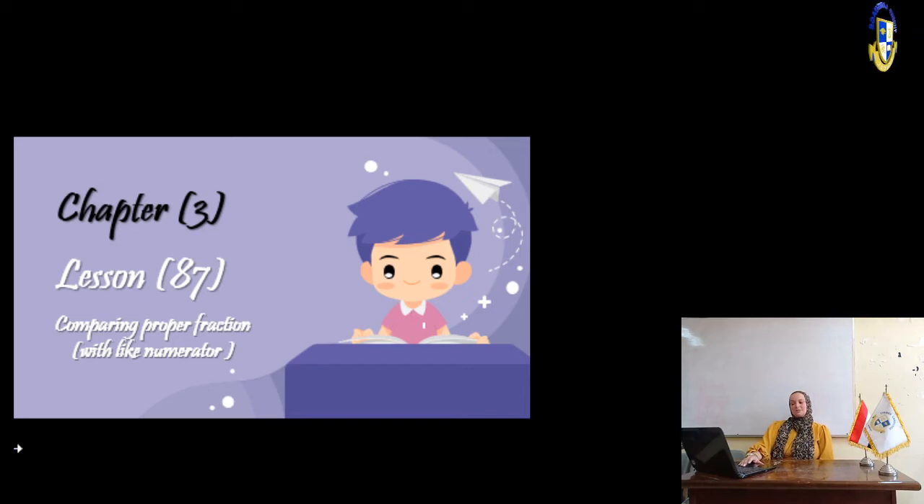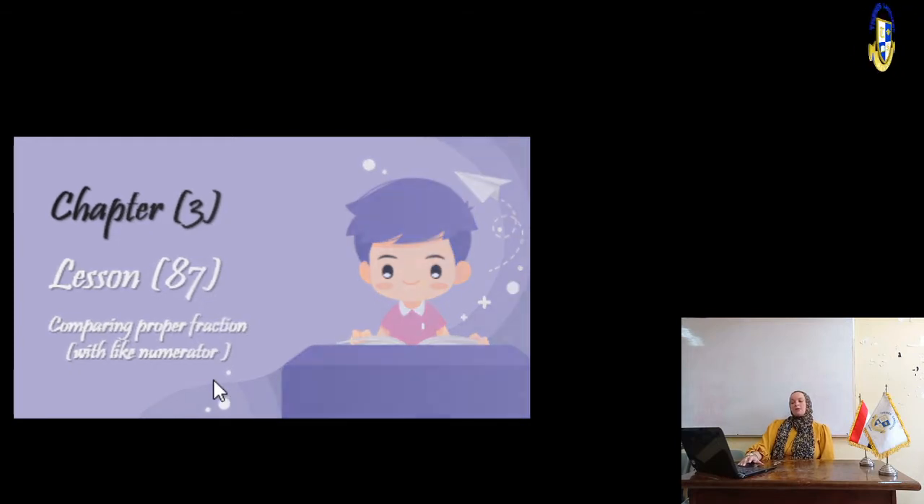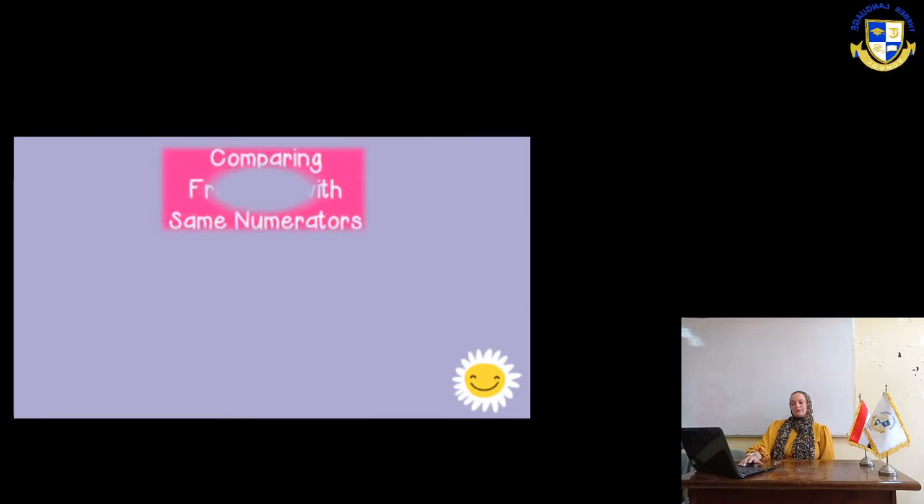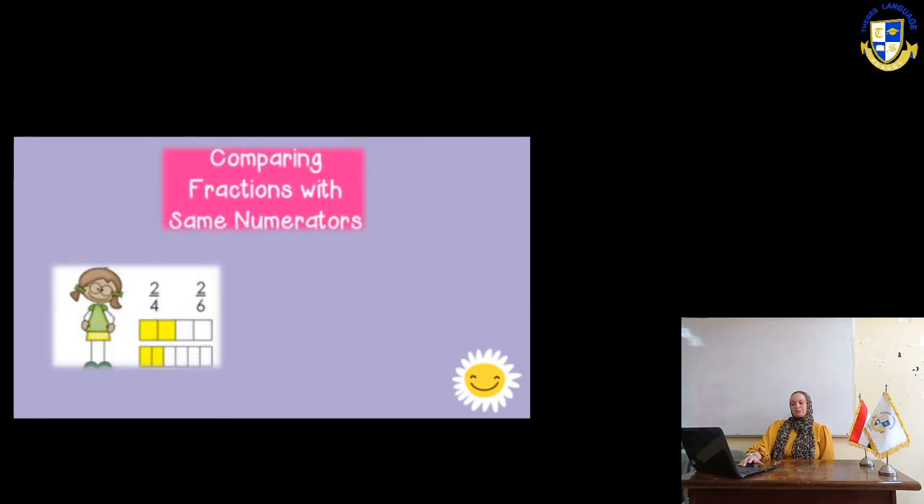Take lesson 87, comparing proper fractions with like numerators. Comparing fractions with the same numerators: if we have 2 fourths and 2 sixths, which part is bigger? So after drawing the fraction models, we can see that 2 fourths is smaller than 2 sixths.